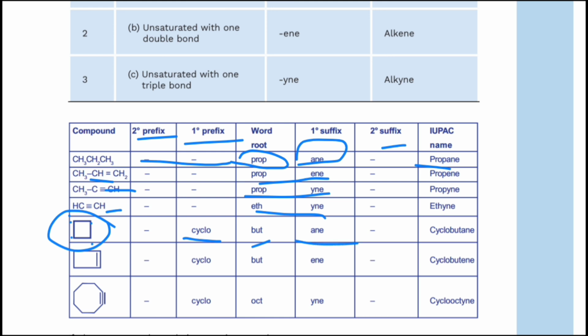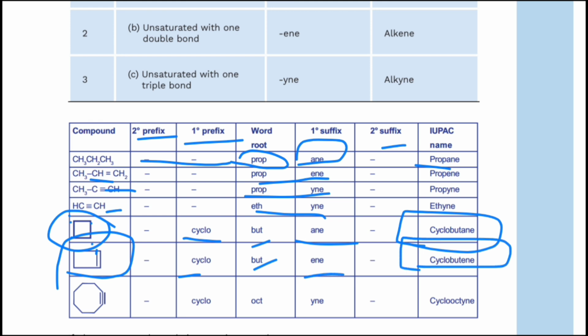Okay, and the primary suffix is "-ene". So the IUPAC name will be cyclobutene. For this one we will use cyclobut-, and you can see here one double bond is present, so we use "-ene" as the primary suffix, and the compound's IUPAC name is cyclobutene.